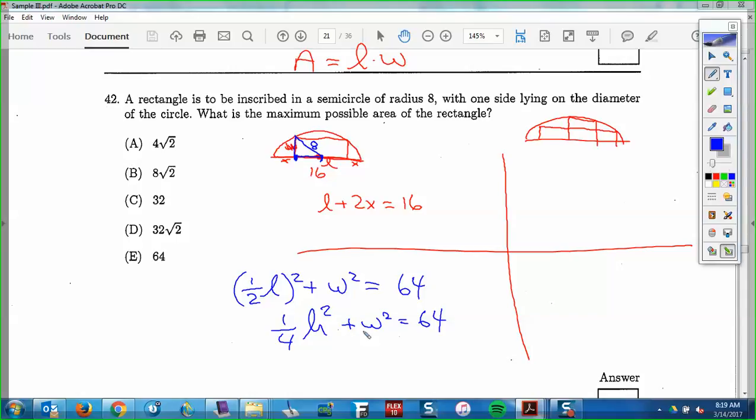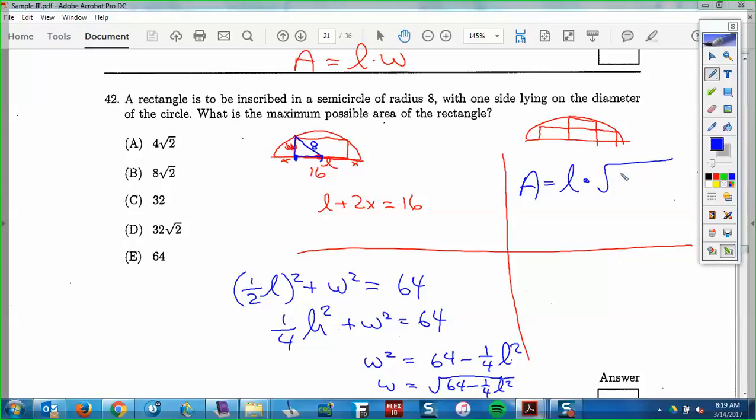So now it's up to you which one of these you want to solve for. Probably easier to solve for W squared. So that'd be 64 minus 1/4 L squared. This is a calculator one, right? Okay. So W has to be positive, so square root of 64 minus 1/4 L squared, and you cannot square root those, don't try. Okay, so your area is L times the square root of 64 minus 1/4 L squared. Now I'm curious what the answer book says. It's a calculator problem. So what could you do at this point?